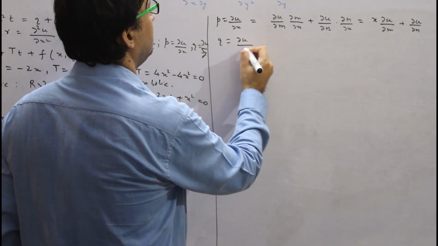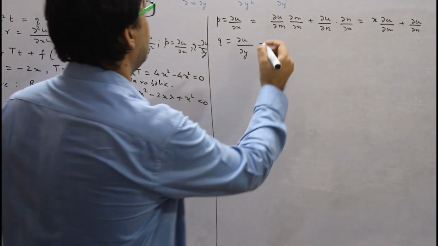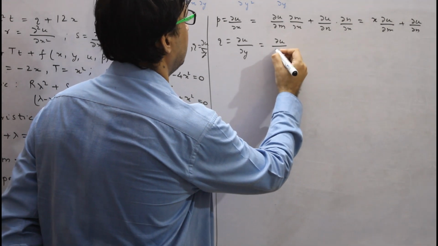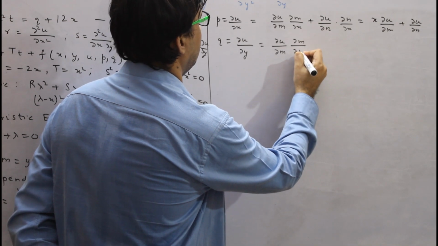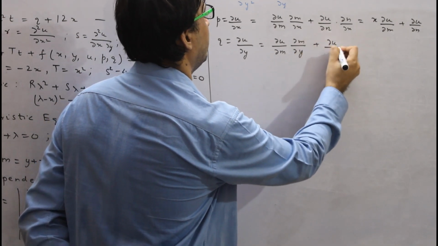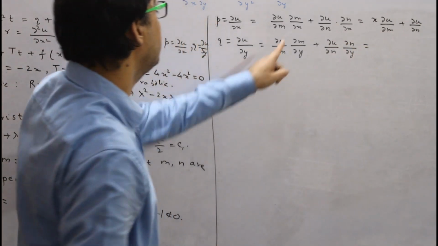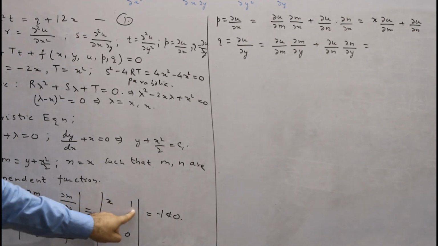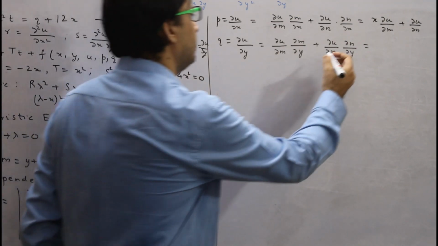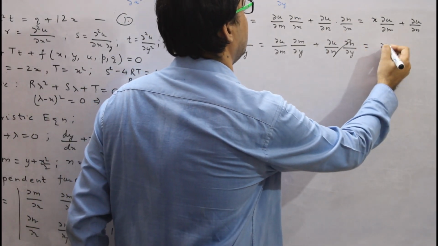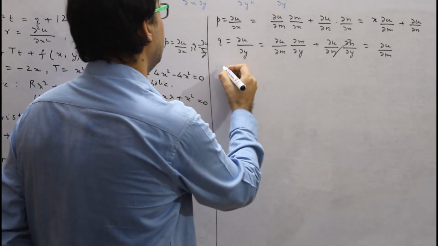Now I will find my q. q is ∂u/∂y. So it can be written as ∂u/∂m into ∂m/∂y plus ∂u/∂n into ∂n/∂y. So what is my ∂m/∂y? ∂m/∂y is 1 and ∂n/∂y is 0. So this becomes 0. All we are left with is ∂u/∂m, because the ∂m/∂y value is 1.